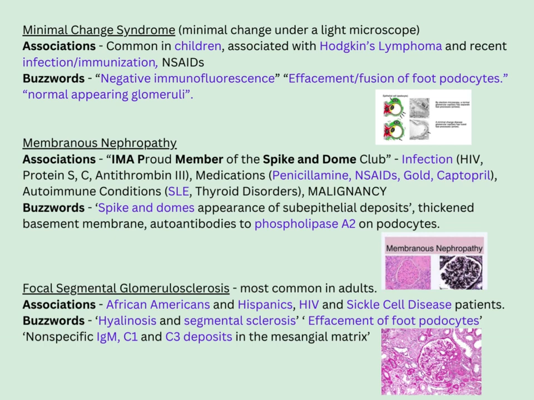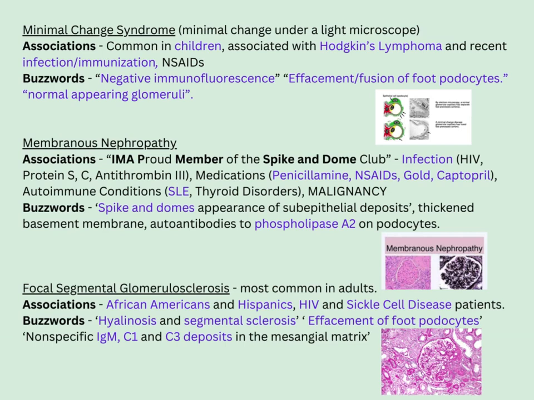And the most common and very high yield buzzword to look for is that under light microscopy, membranous nephropathy looks like a spike and dome appearance of the subepithelial deposits. And focal segmental glomerulosclerosis is the most common type of nephrotic syndrome in adults. It's commonly associated with African Americans, Hispanics, patients with HIV and sickle cell disease.